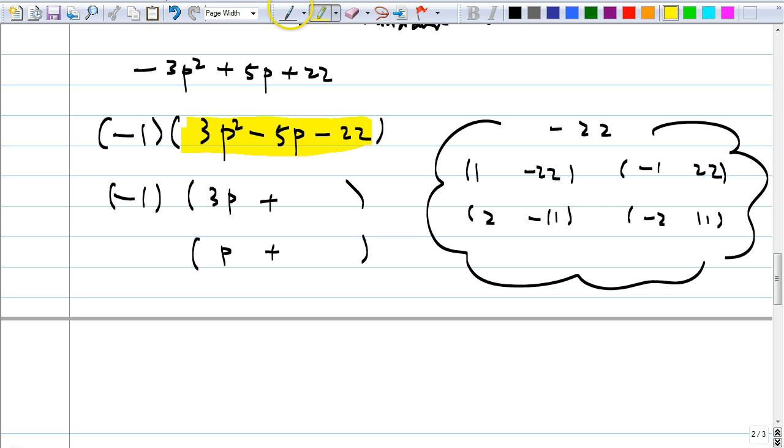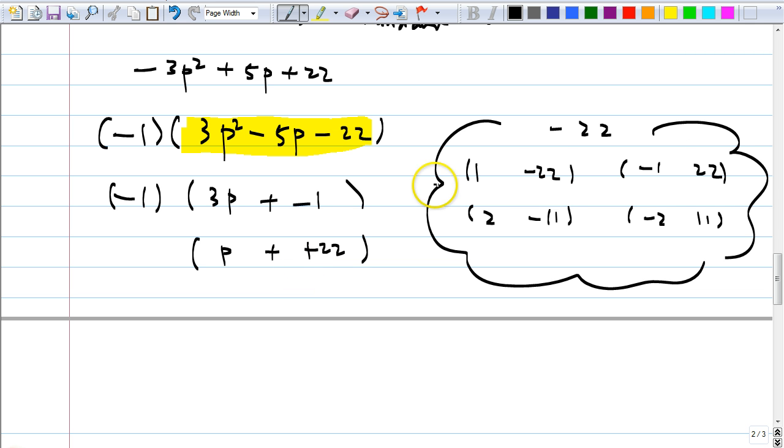Should we try this one together? Let's try 1 and negative 22. Does this work? I could already say it's not going to work. It's too big, isn't it? What's 3 times negative 22? Negative 66. Even if I change this to negative and positive, does that work? No, so that's not going to work.